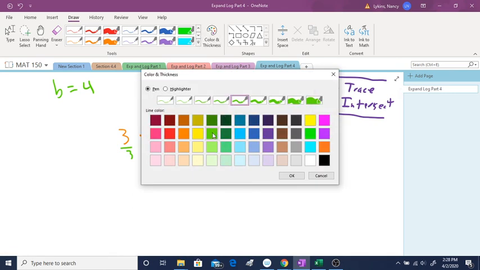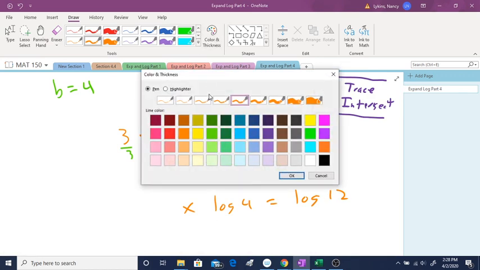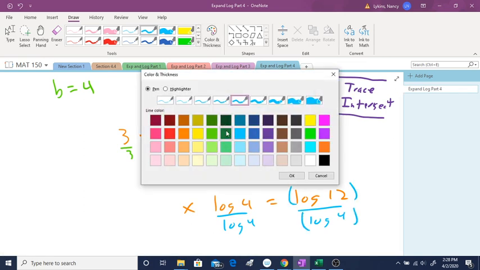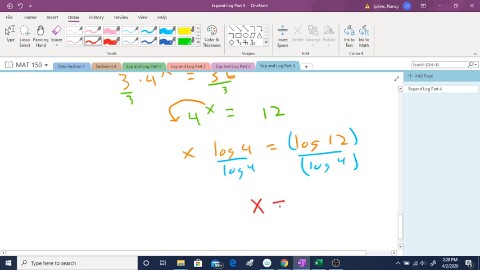Now using our power rule, bring that down. I'm going to say x log 4 equals log 12. My final step is I'm going to take log 12 and divide it by log 4. Put them in parentheses. And lo and behold, x equals 1.7925.